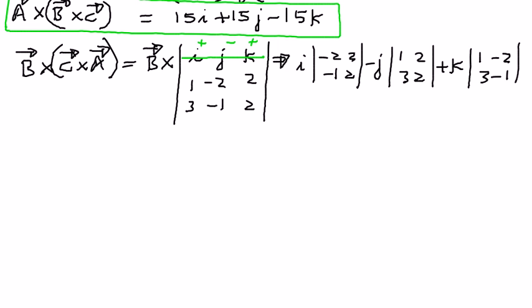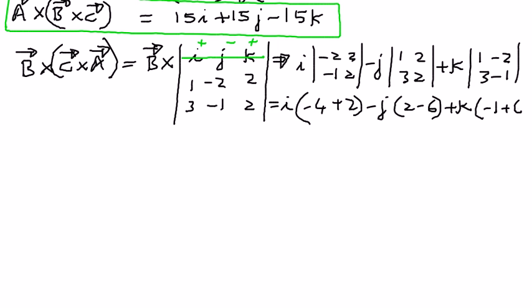Therefore, when we expand this, we're going to get i times -2 times 2 will be -4, and then -1 times 2 will be -2, so minus negative 2 will be +2. Then minus j times 1 times 2 is 2, minus 3 times 2 is 6. Plus k times 1 times -1 is -1, and then minus 3 times 2 is negative 6, times negative will be positive 6.